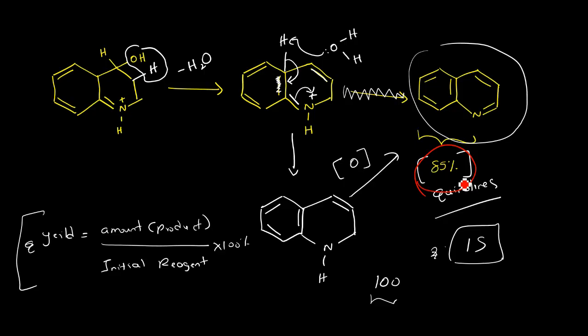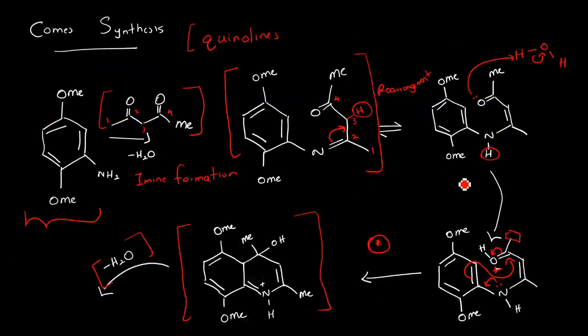So as you can see, when you compare Combes synthesis with the Skraup synthesis, you will definitely understand that the Skraup synthesis is much better than the Combes synthesis. Then you may ask, why is there Combes synthesis? If we have this clear synthesis method, then why do we have to use Combes synthesis? Because of certain criteria, right?